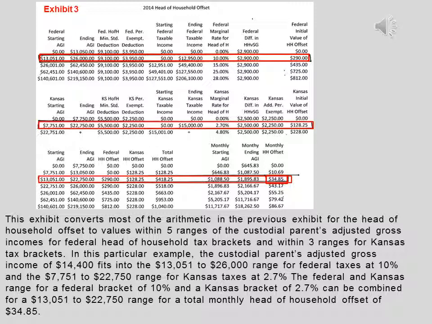The federal and Kansas range for a federal bracket of 10% and a Kansas bracket of 2.7% can be combined for a $13,051 to $22,750 range for a total monthly head of household offset of $34.85.